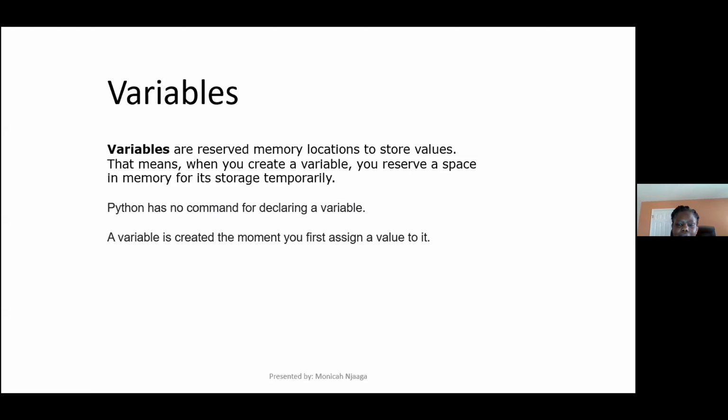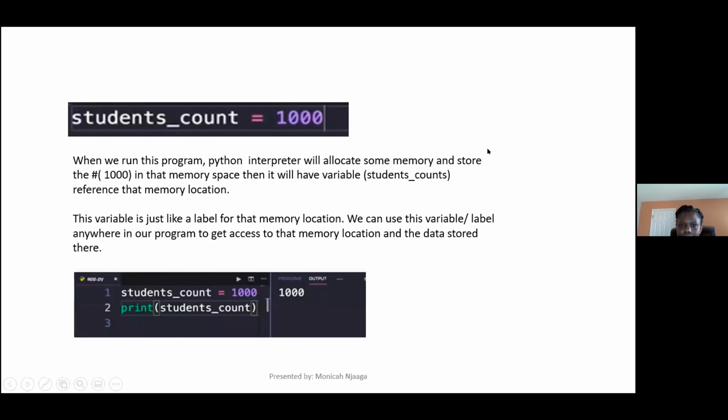So on my next slide, I'll give you a little background of what exactly happens. Hold on. All right, yeah. So assuming I created a variable by the name of students count and gave it a value of 1,000. When you run this piece of code, the interpreter will allocate some memory and store the number 1,000 in that memory space, which will have the variable students count, which references that memory location.